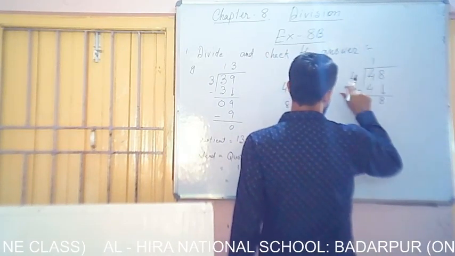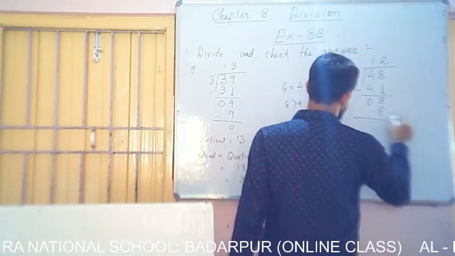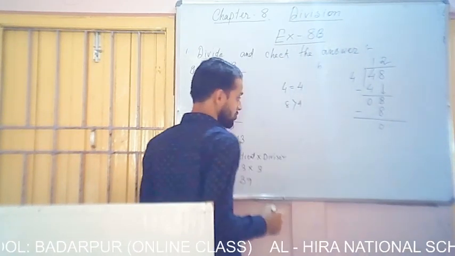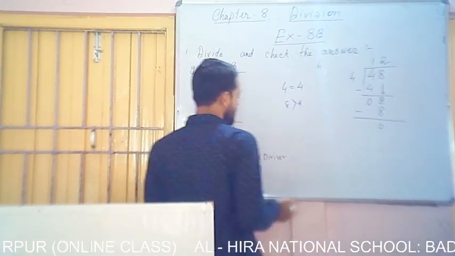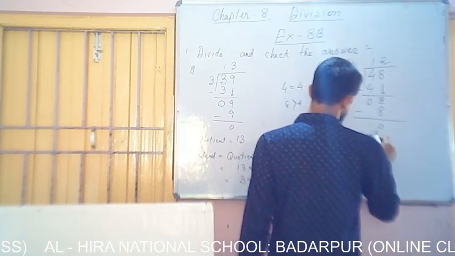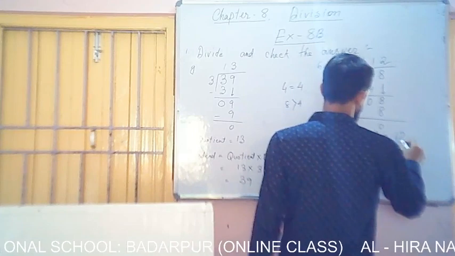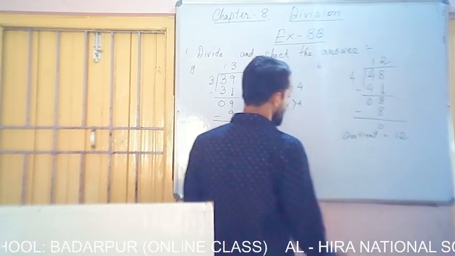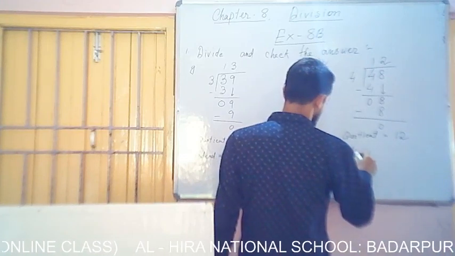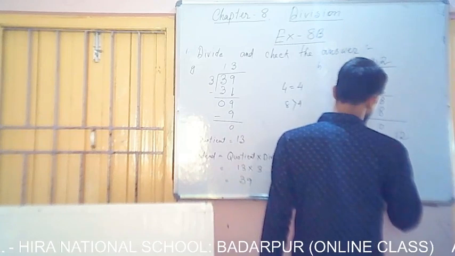That means here also we can divide. We have to follow 4 multiplication table. So 4 twos are what? 8. Again we have to subtract. 8 minus 8 equal to 0. The remainder is what? 0. So no need to write. What we have to write is quotient. So here the quotient is what? 12. Okay, so now we have to check whether the answer is correct or not. So by using this formula, dividend equal to quotient into divisor.